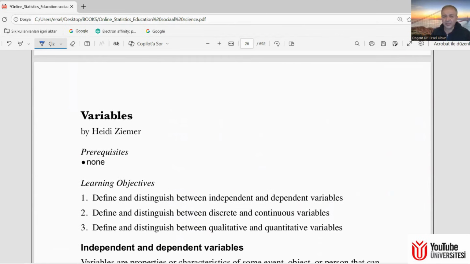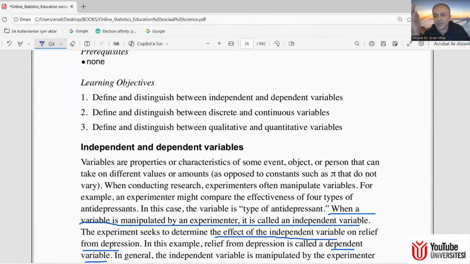Okay, we may talk about variables. When we talk about variables, we can talk about dependent and independent variables. So let's look at this case. When a variable is manipulated by an experimenter, it's called an independent variable. In most stat books, independent variable, let's call it IV. IV is the X variable. The other one, dependent variable, DV, is called the Y variable. Okay, so let's look at this example.